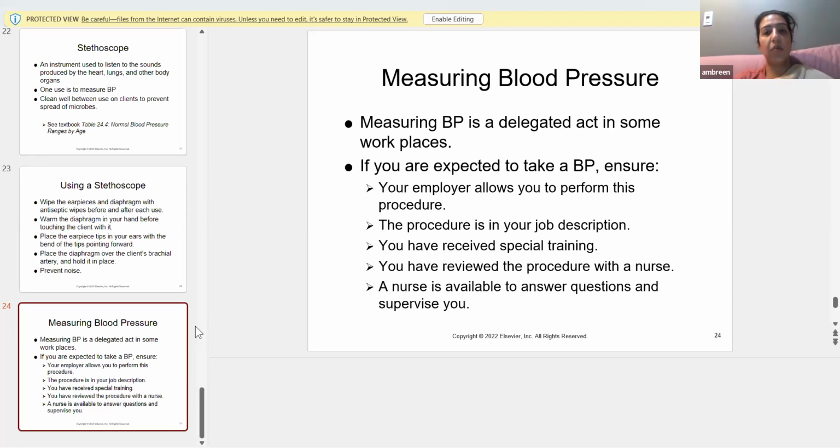If you are expected to take a blood pressure, ensure your employer allows you to perform this procedure. The procedure is in your job description. You have received special training, otherwise you will never do it. You have performed the procedure with a nurse, and a nurse was always with you when you did it before. A nurse is available to answer questions and supervise.